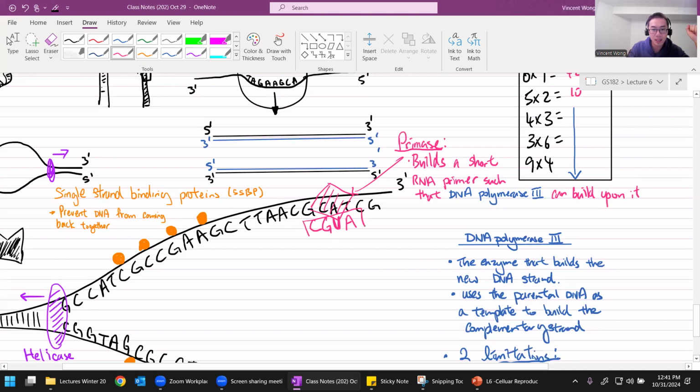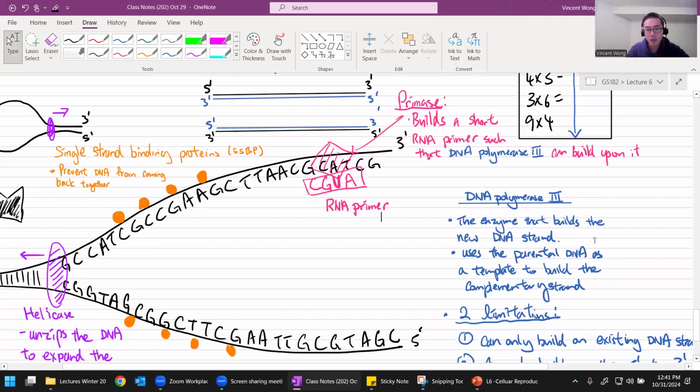So this thing right here, this little short bit of RNA primer, is necessary because of the limitation of polymerase 3. It's not able to build from scratch. It can only build on existing things. Is that clear? Give me some sign that you understand, okay? Or if you don't understand, ask a question.